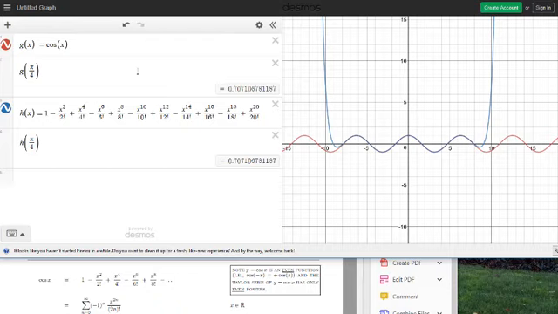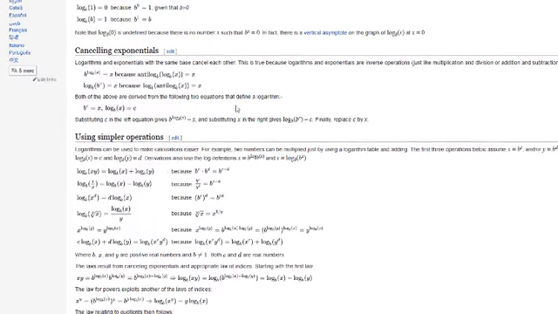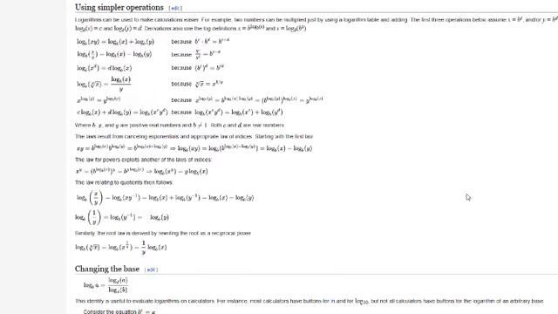So identities are really necessary when you're dealing with transcendental functions, and that's why when you were doing logs, you used identities all the time. Now, when you took college algebra, they didn't call them log identities, they called them properties of logarithms. But if you just type on the web list of logarithmic identities, you're going to get both the word identity and properties of logarithms. And here they are. Here are your log identities. But again, you knew them as properties of logarithms.